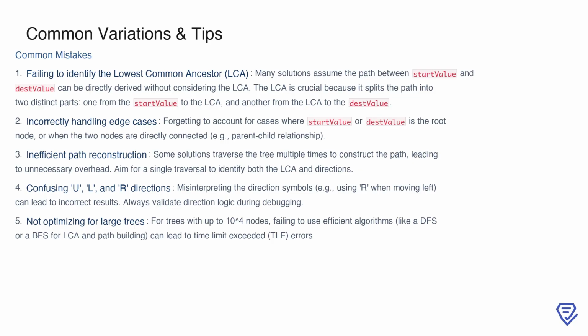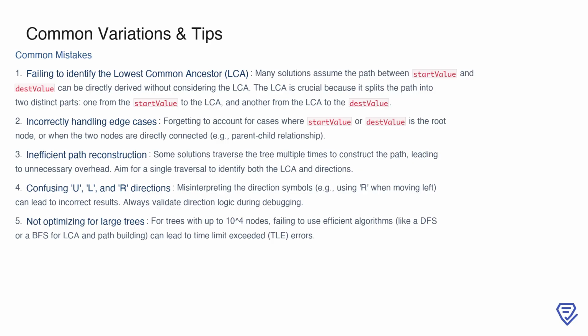Another common issue is mishandling edge cases. For instance, if either the starting or destination node happens to be the root of the tree, or if the two nodes are directly connected, like in a parent-child relationship, your solution must account for these scenarios. Inefficient path reconstruction is another pitfall, where multiple tree traversals are used to build the path unnecessarily. Instead, aim to solve this with a single traversal to save time.